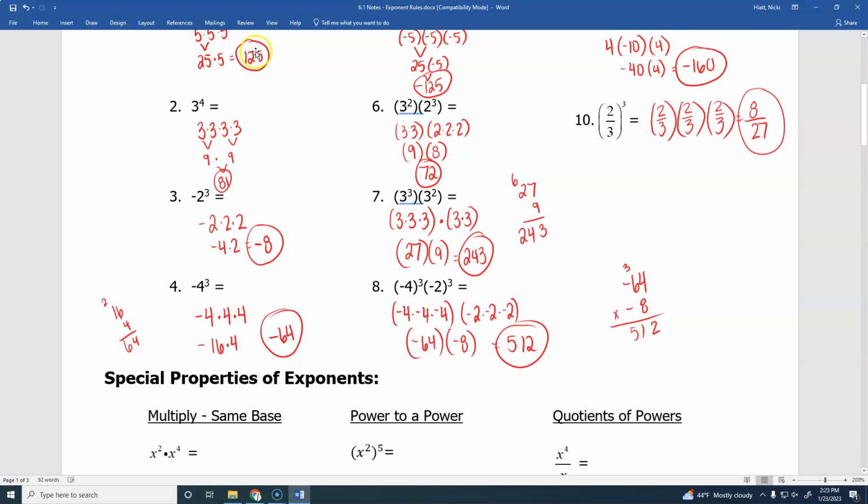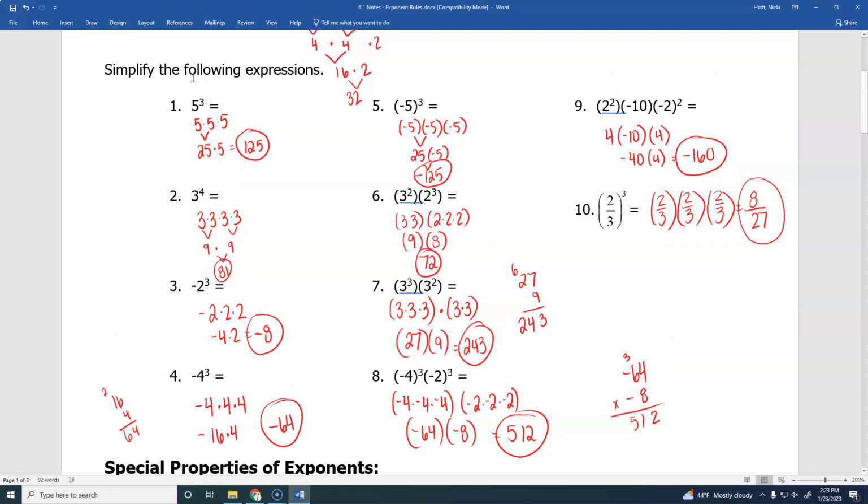Okay. I'm going to put the answers up here. All right. 1 is 125. 2 is 81. 3 is negative 8. 4 is negative 64. 5 is negative 125. 6 is 72. 7 is 243. 8 is 512. 9 is negative 160. And 10 is 8 over 27.